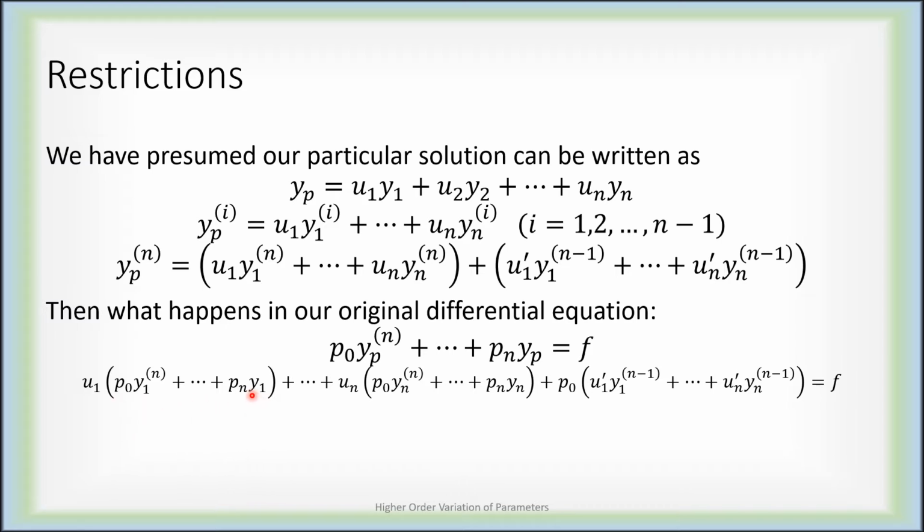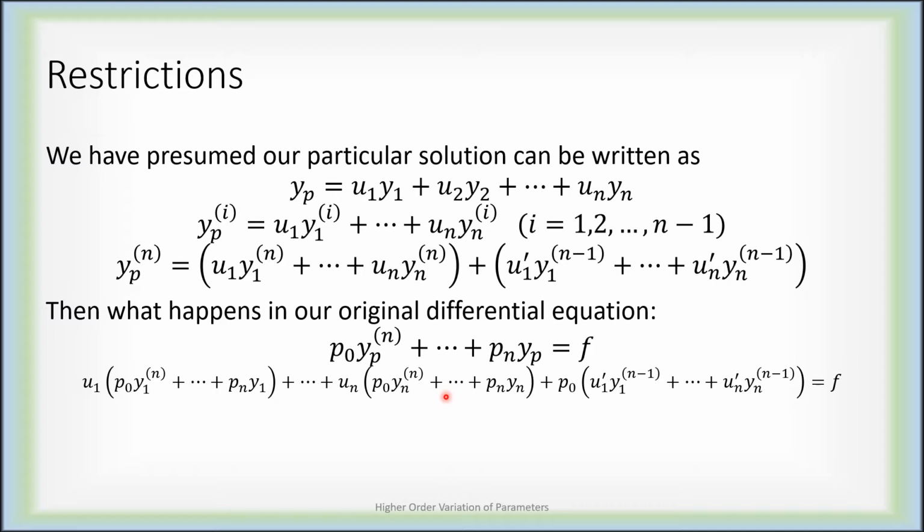Similarly, what is u2 being multiplied by? Well, the only difference going from u1 to u2 is that they're all going to be multiplied by y sub 2 and the derivatives of y sub 2. All the way until what's multiplying un? A very similar expression, but involving y sub n rather than y sub 1.